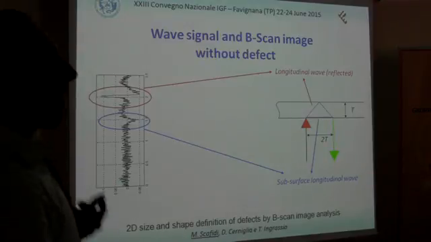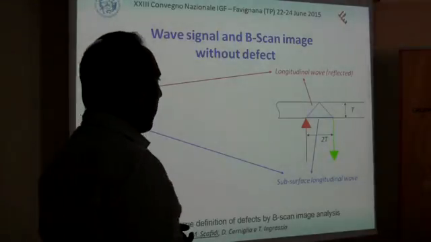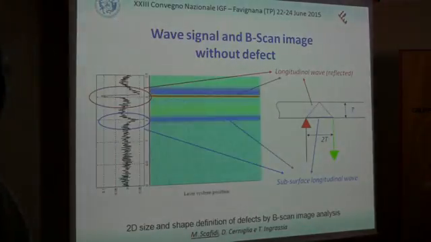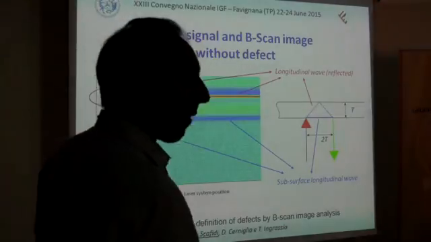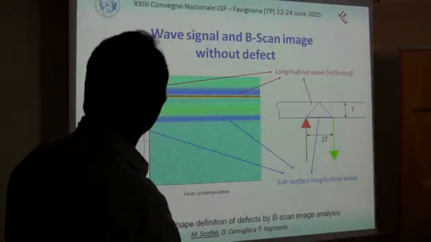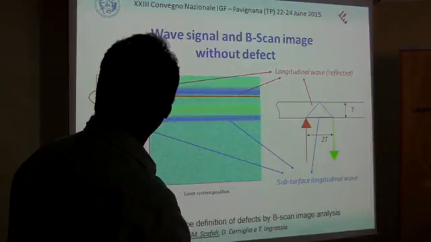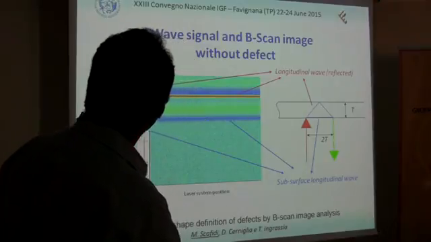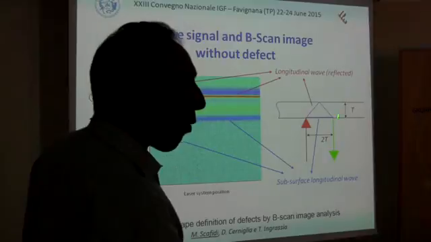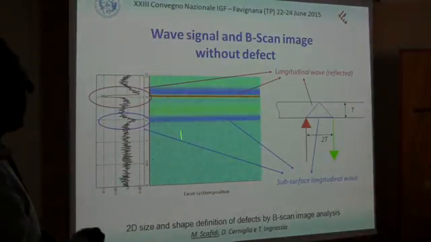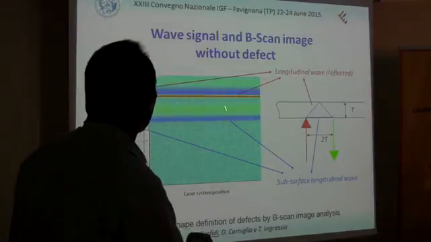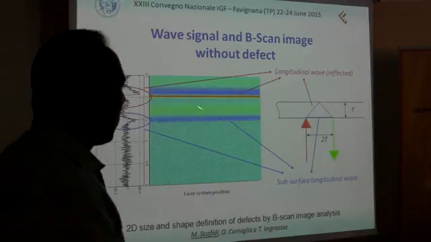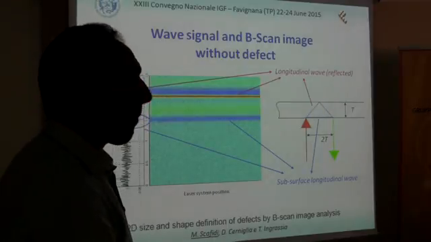If we make a scan, moving the two lasers on the plate, we can obtain a map. This is a B-scan map. We can see here this red stripe is this part of the wave. The blue stripe is this part of the wave, the first wave. Without defect, this is the map. We don't have anything to analyze, because we see just the waves that arrive at the receiver point.